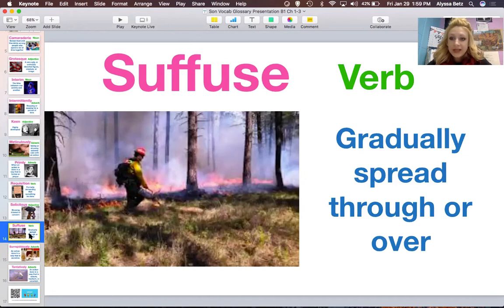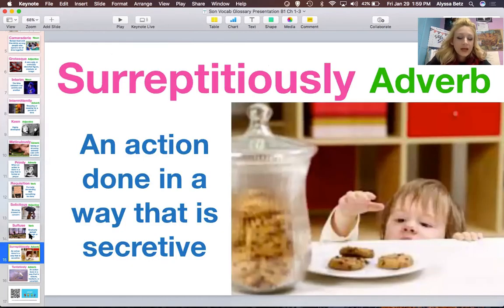We have two more and you're done. Surreptitiously. This is an adverb. It shows how a verb is done, how an action is done. So if you do an action surreptitiously, you're doing it in a way that is secretive or sly or sneaky. So if mom or grandma just baked some cookies and you're not supposed to eat them all, but you sneak in anyway and you're trying to eat one, just like this picture, you would be surreptitiously grabbing a cookie, secretively.